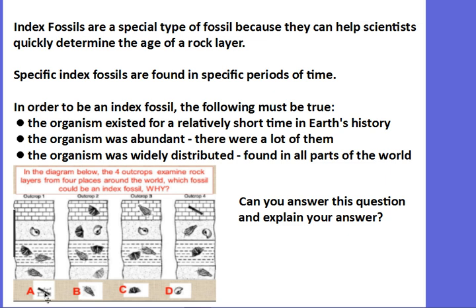Okay, this stick thing, it's hard to see what it is. It's kind of a blurry picture. It's only here. There's only one of them. You need to have multiple of them. Okay, this one, you have multiple of them in this layer, but it's also found in this layer and this layer, so it doesn't qualify. The only one that would be an index fossil is this shell right here, because there's multiple of them in the single layer, and it's not found in any other layer. It's in this specific short period of time in Earth's history.